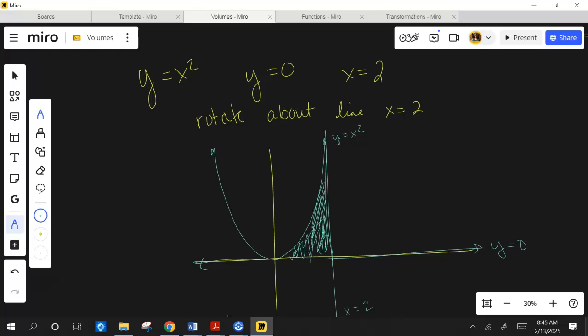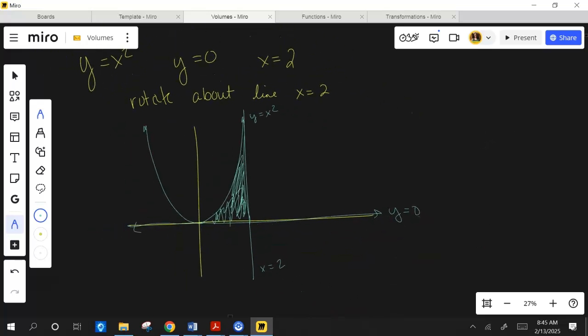About the line x equals 2, do I have a solid or do I have a hole? If I go about x equals 2, a solid. If I'm rotating around this line right here, it's sitting flush, there's no hole. That's exactly what it's going to look like, no hole in the middle. Everything's a circle when you revolve. You circle around a fixed point, you're going to make a circle.